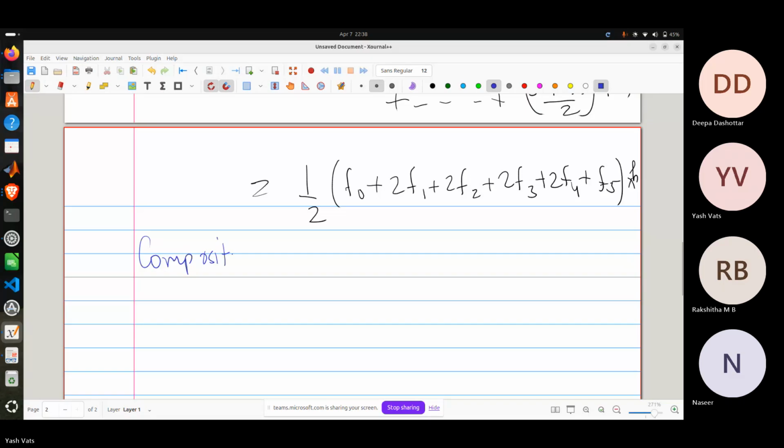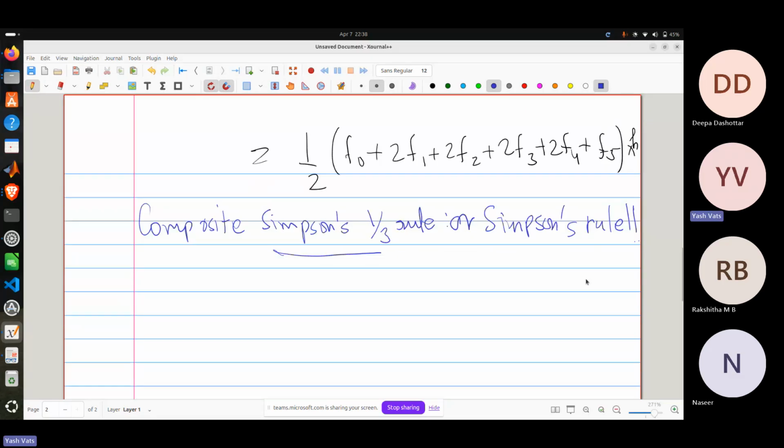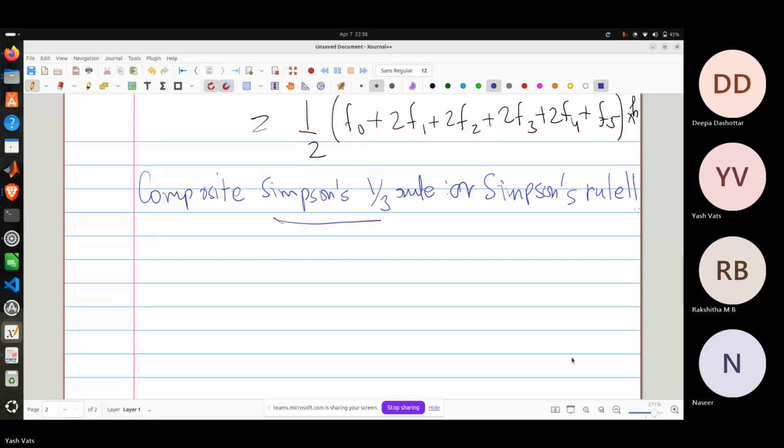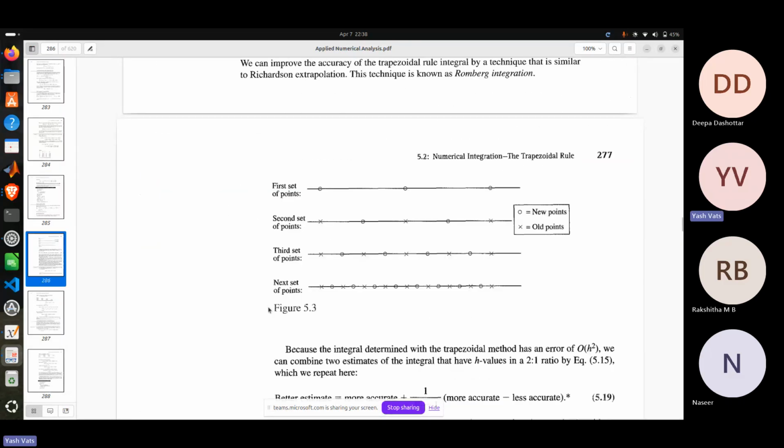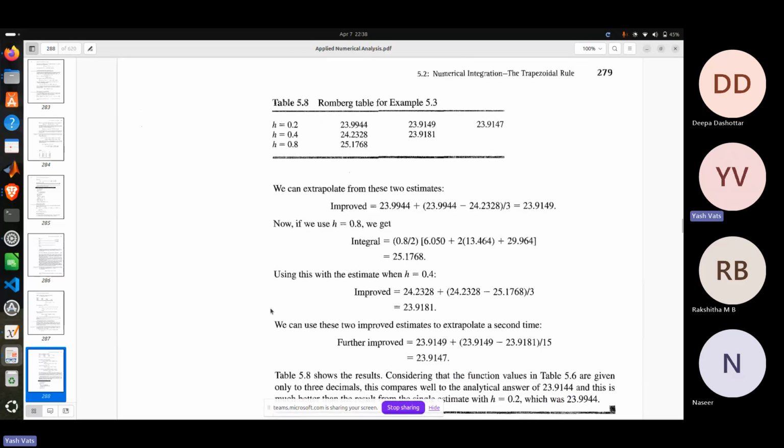Composite Simpson's rule. If the question says Simpson's rule only, then it means Simpson's 1/3 rule. All right. Okay. So what is the composite Simpson's 1/3 rule? That is very easy as well. You just go with the Simpson's 1/3 rule that we have discussed before, that you already know. It's just about having 3 points instead of 2 points.